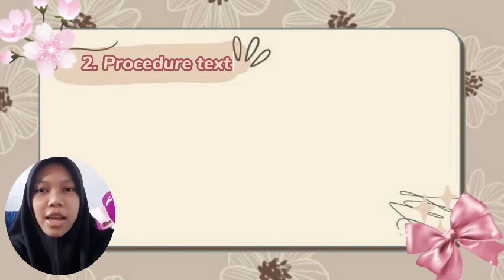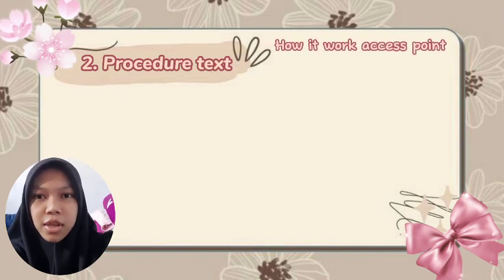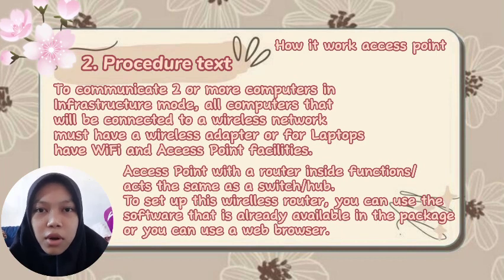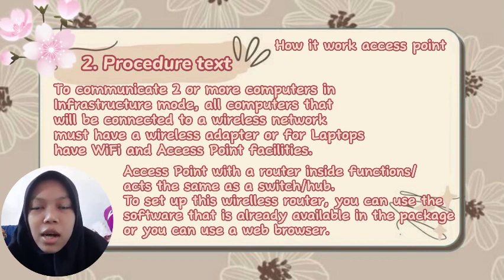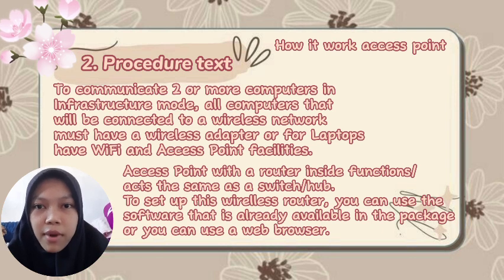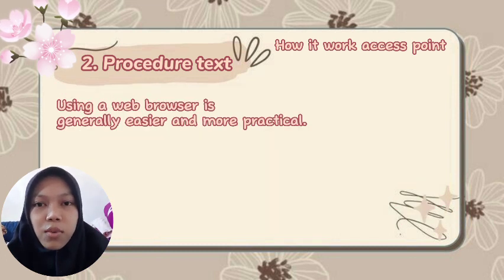2. Procedure text. How it works. An access point communicates with one or more computers in infrastructure mode. A computer that will be connected to a wireless network must have a wireless adapter, or for a laptop, have Wi-Fi and access point facilities. An access point with a router inside functions the same as a switch or hub. To set up this wireless router, you can use the software that is already available in the package, or you can use a web browser. Using a web browser is generally easier and more practical.